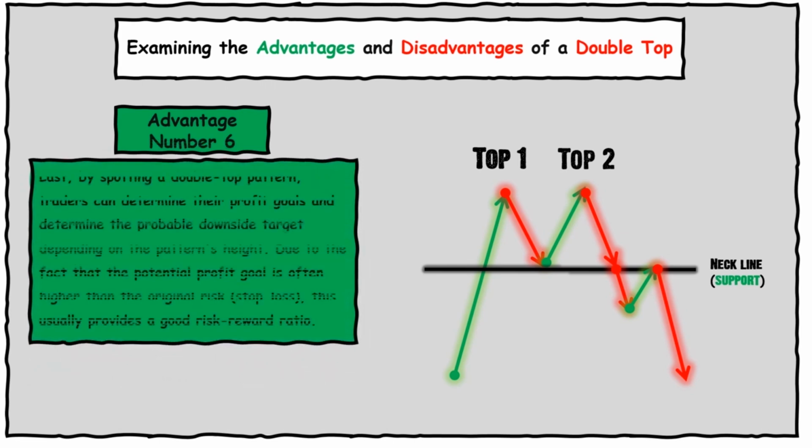Last, by spotting a double top pattern, traders can determine their profit goals and determine the probable downside target depending on the pattern's height. Due to the fact that the potential profit goal is often higher than the original risk stop loss, this usually provides a good risk-reward ratio.